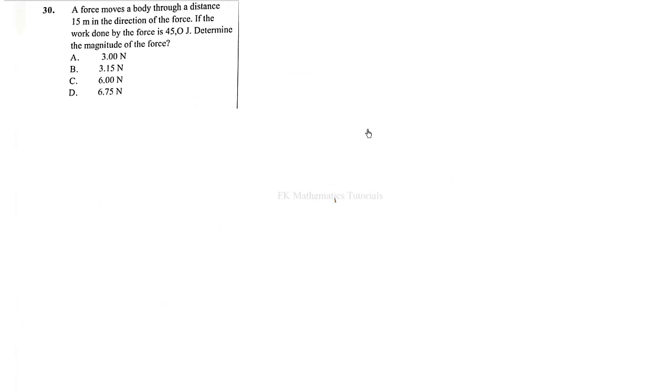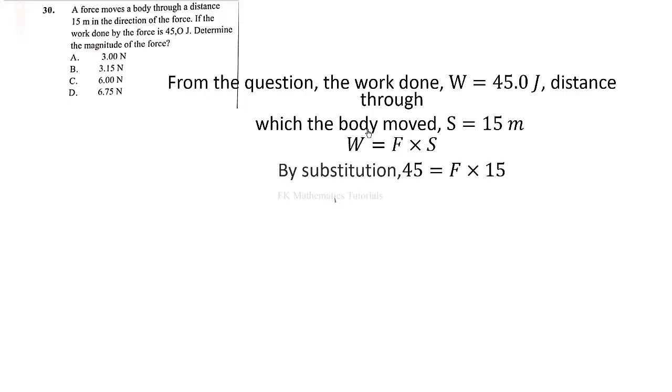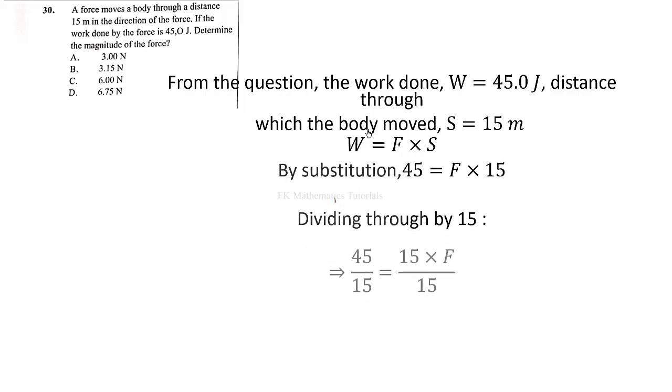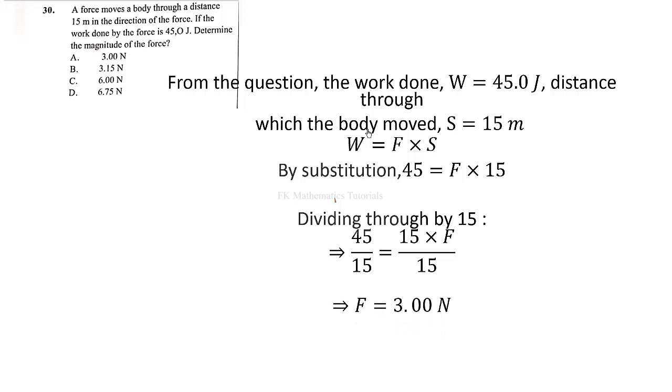Here we have a force that moves the body through the distance of 15 meters in the direction of the force. If the work done by the force is 45.0 joules, we determine the force. Work done is equal to force times distance, and that will give us this. When we substitute and solve for F, we get 3.0 newtons. So the correct answer is A.